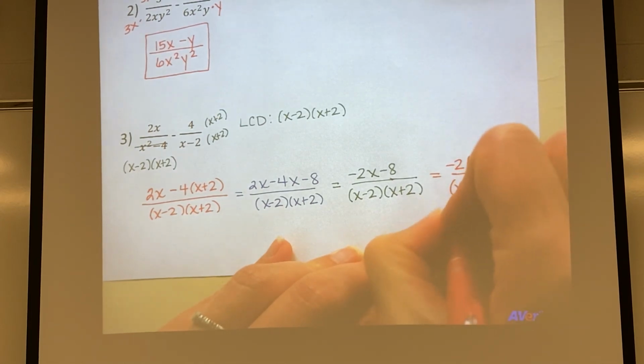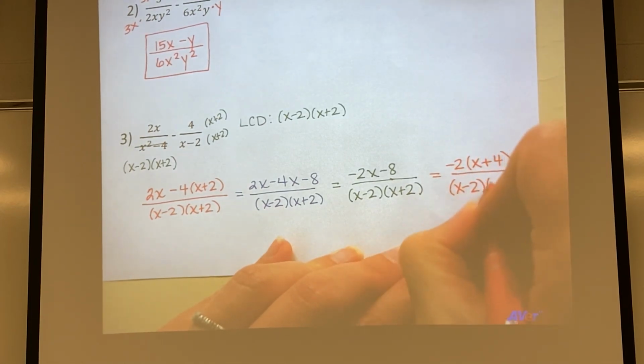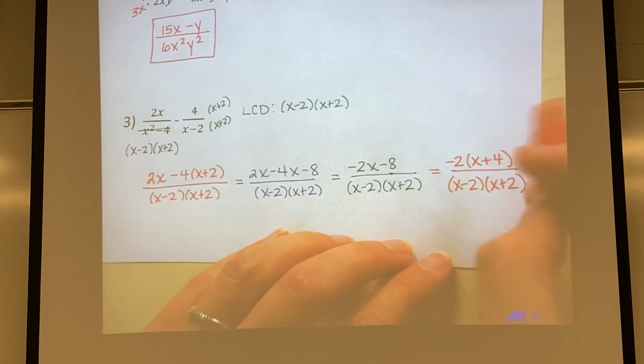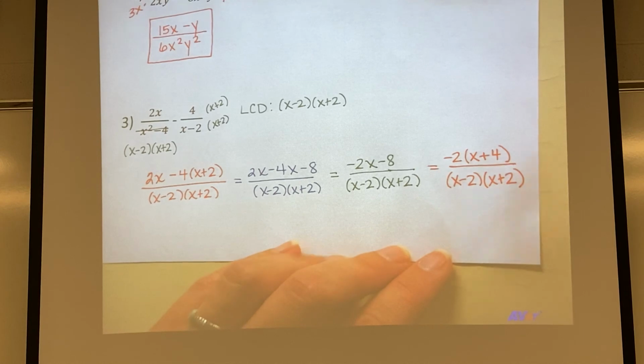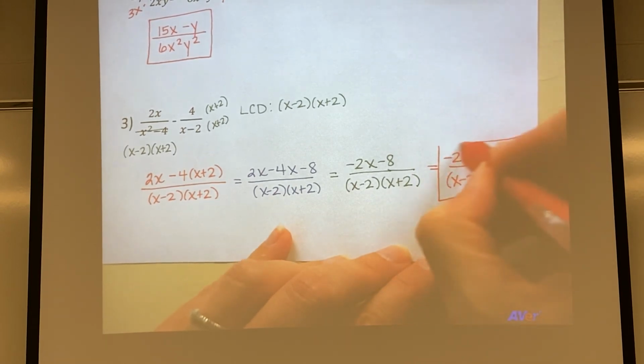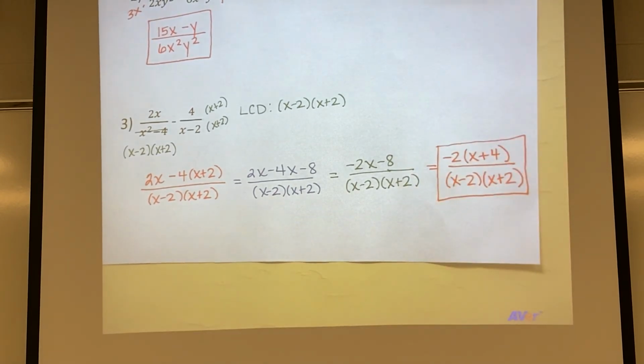And you always want to leave things fully factored. So notice that we're not rewriting this denominator as x squared minus 4. We want to leave it fully factored because sometimes we could divide factors out. Not in this case, but everything in your final answer should be fully factored just to make sure we don't have anything that could or should be divided.